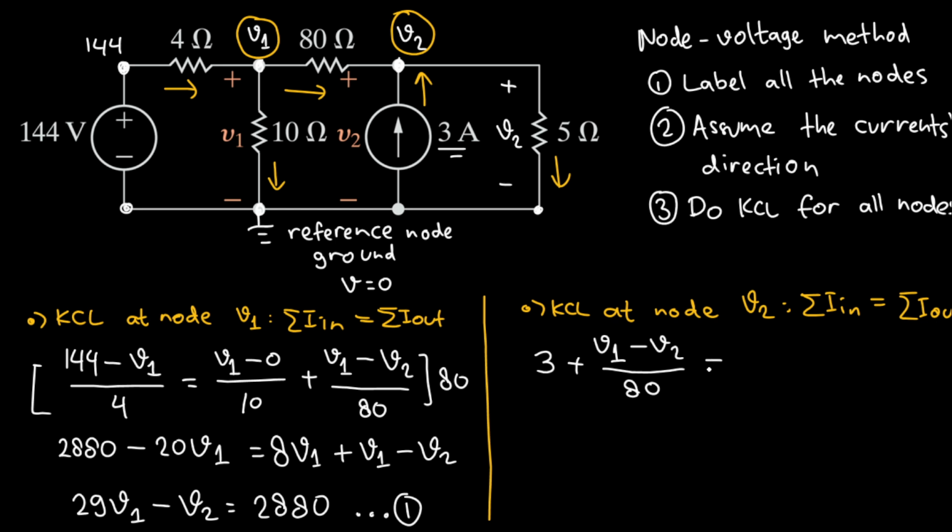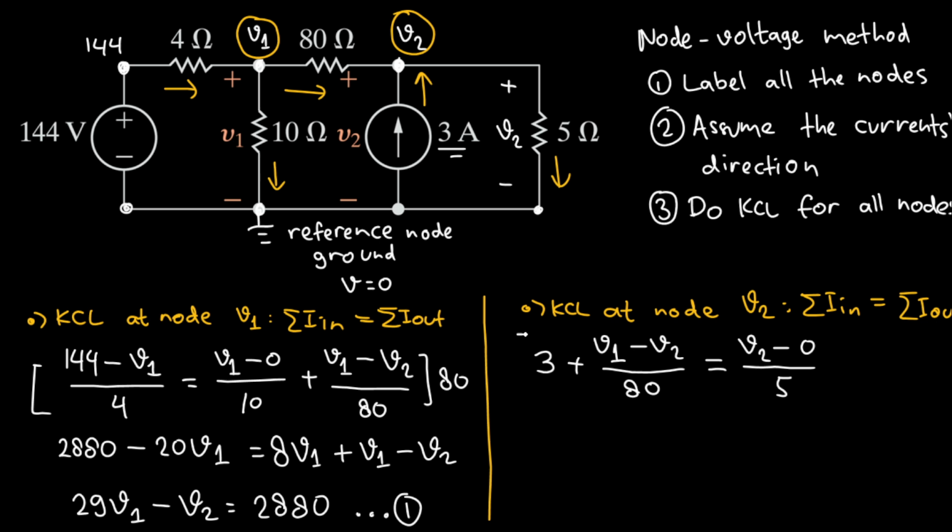So I will have the equal sign. Then we will have the current here comes from V2. So we'll have V2, and the current goes to the ground. So I will have minus 0. And we need to divide by the resistance between them. So I will have 5 here.